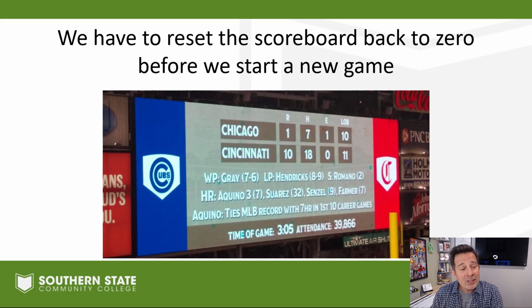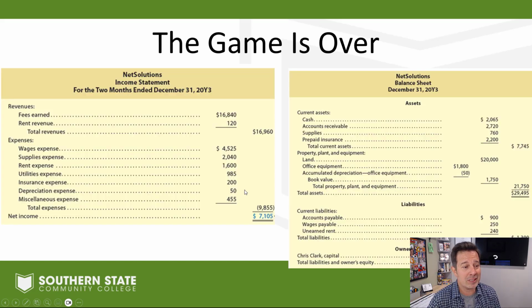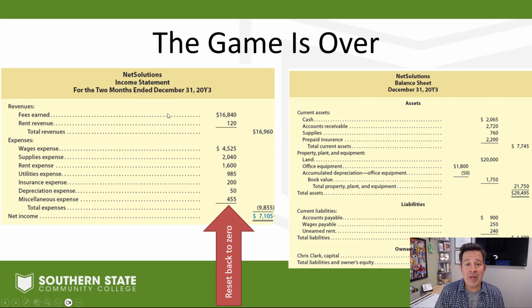So we're wanting to reset the part of the scoreboard that's keeping track of that particular game. The other stats are going to get carried forward. All right, resetting that part back to zero, and we're carrying forward all the individual accomplishments here. It's the exact same idea in business. We're going to take that income statement that keeps track of the amount of money the company earned during that period, and we're going to turn it back to zero. We're resetting the scoreboard so we can see how much money we make in the next period.